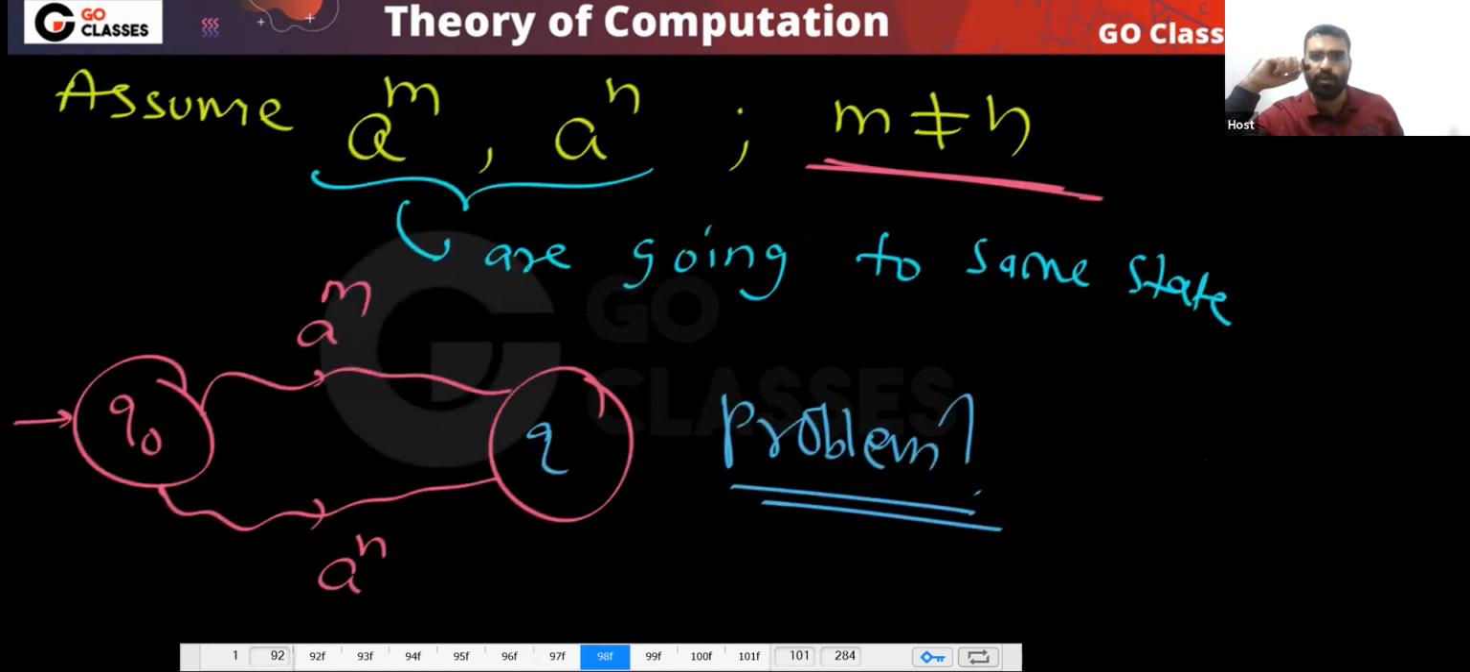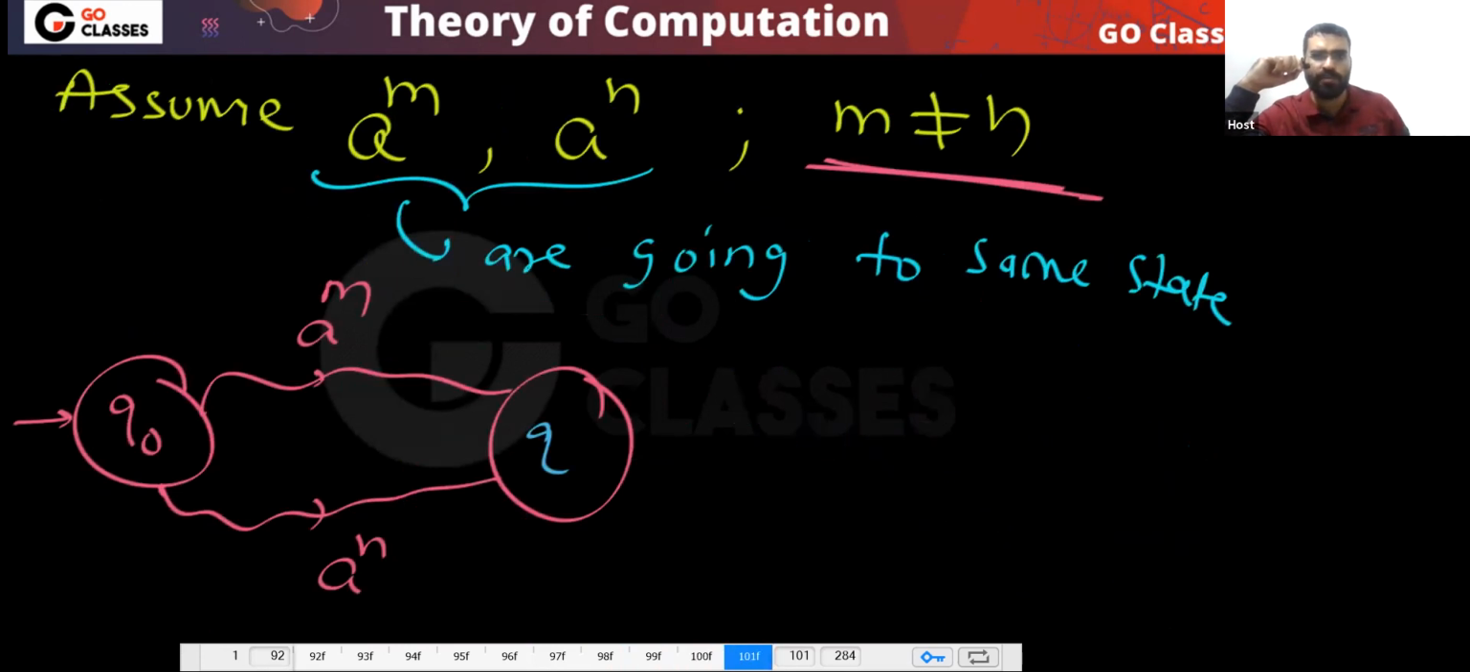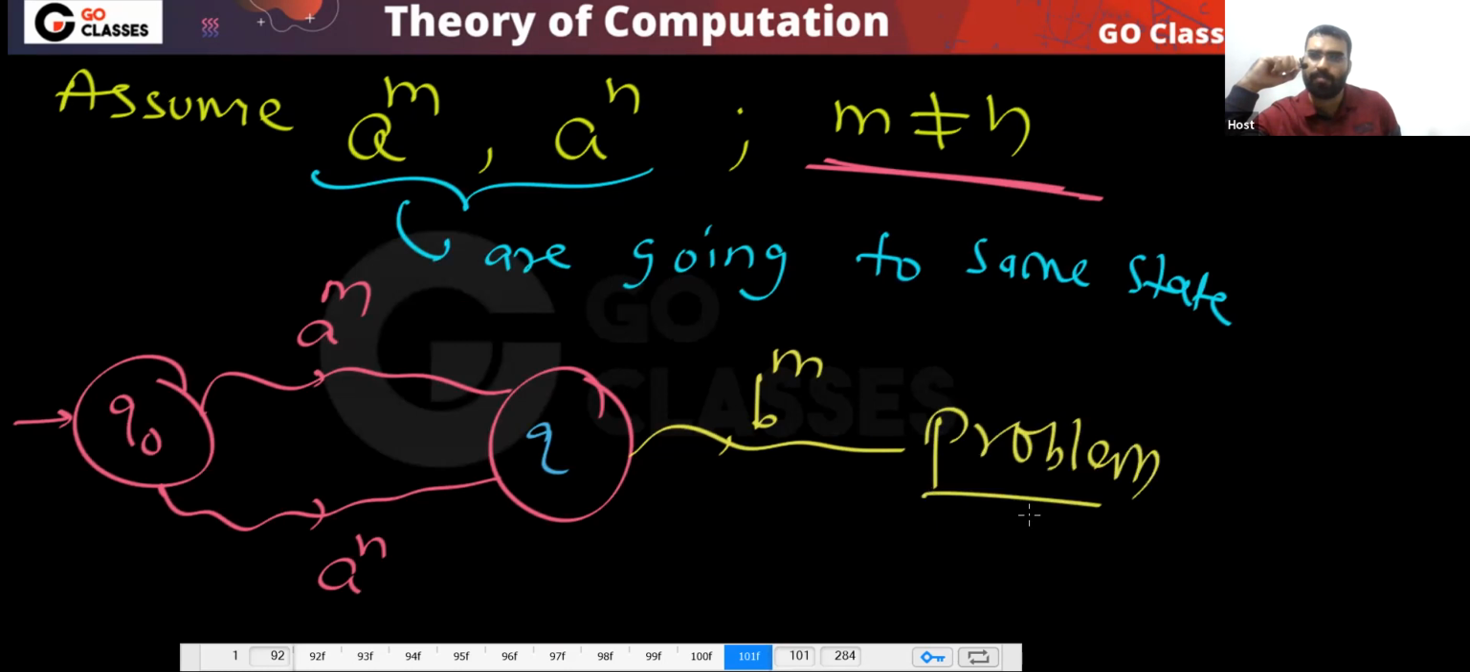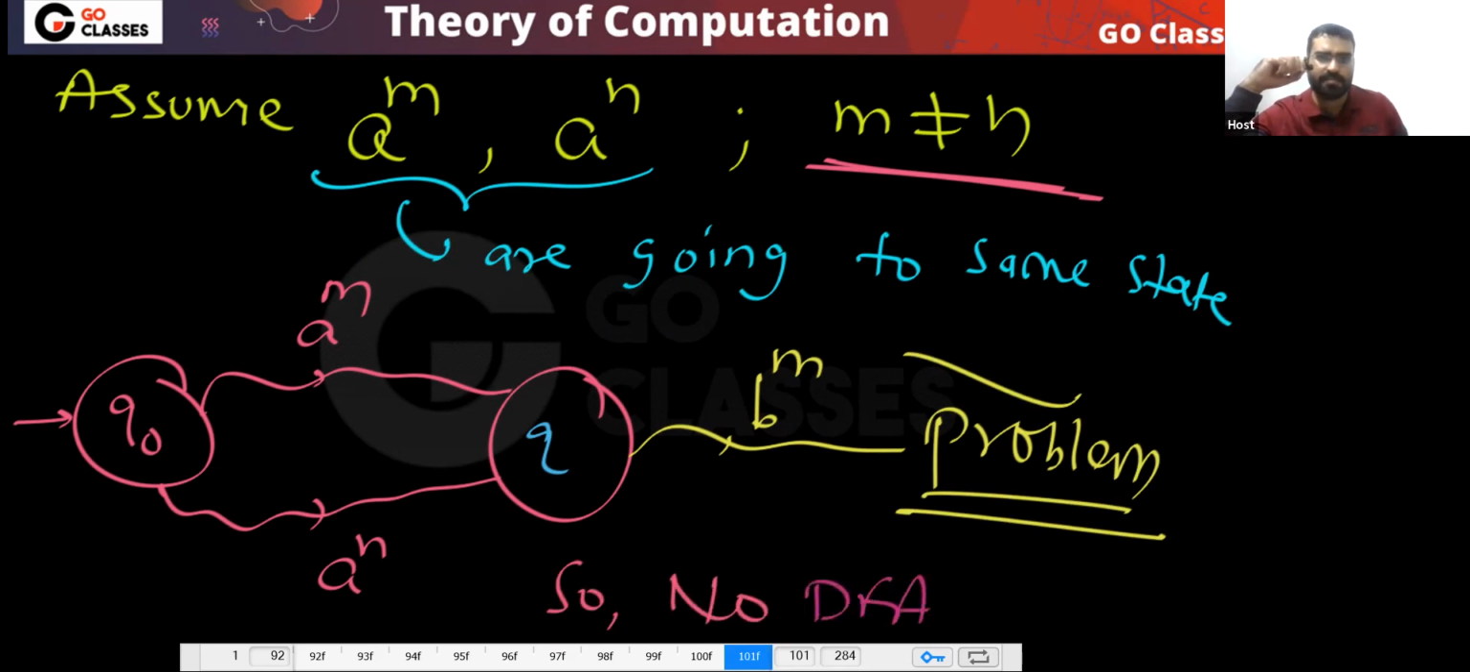So I can say that whatever you do, there is a problem. Whatever you do on b power m, there is a problem. So there is no DFA. So no DFA exists for L.